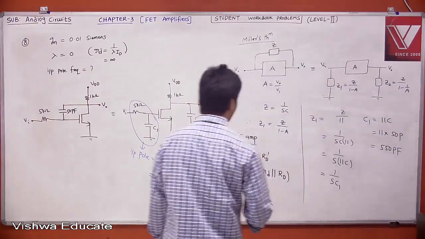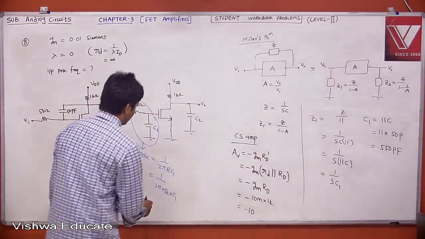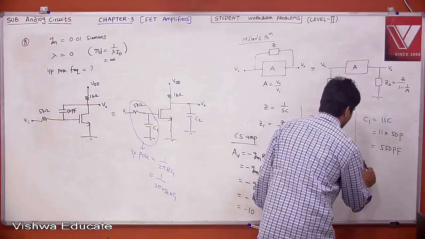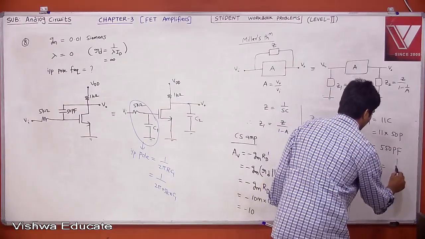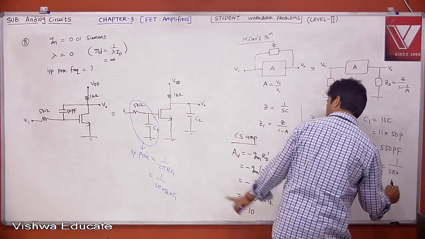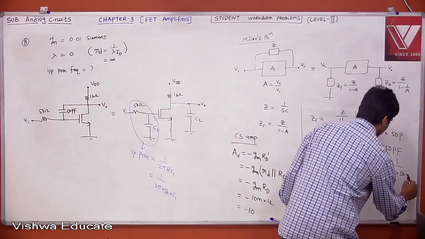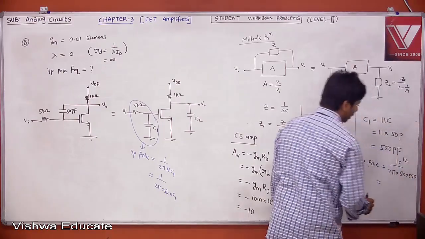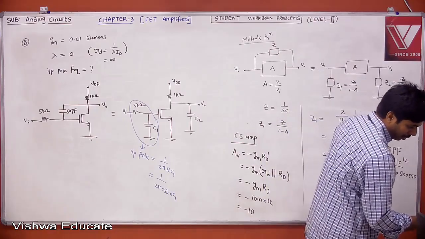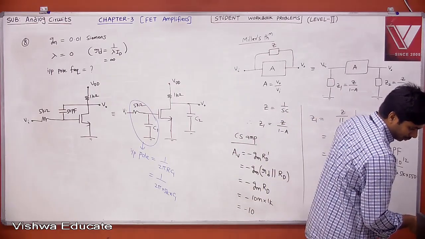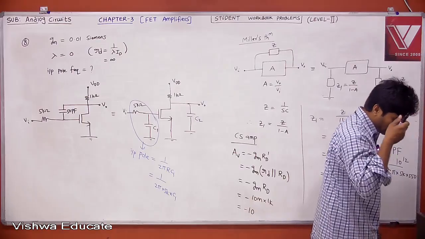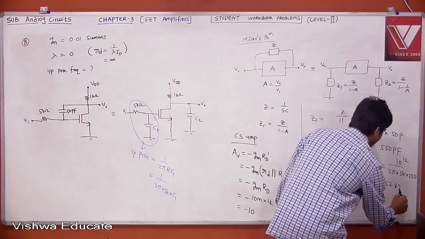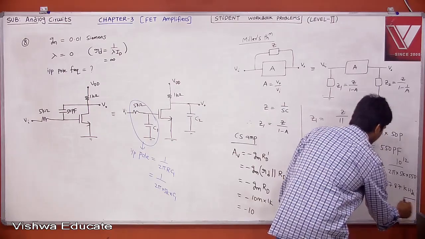Then, if you calculate your input pole here, the input pole is equal to 1 by 2 pi into 5K into 550 pico, that pico will become 10 to the power of minus 12. After calculating it, what do you get? 57.87 kilohertz. This is the answer.